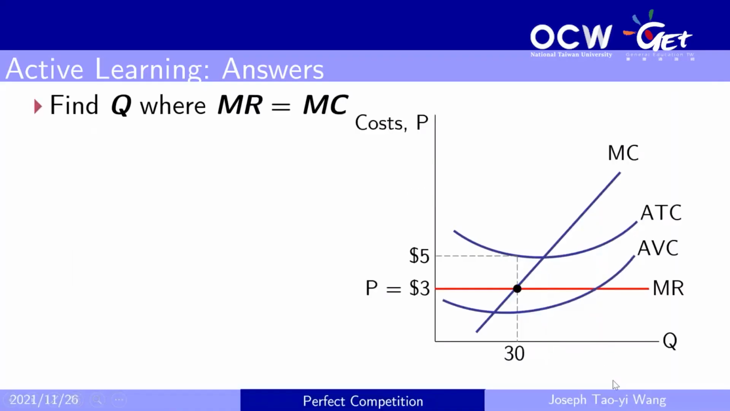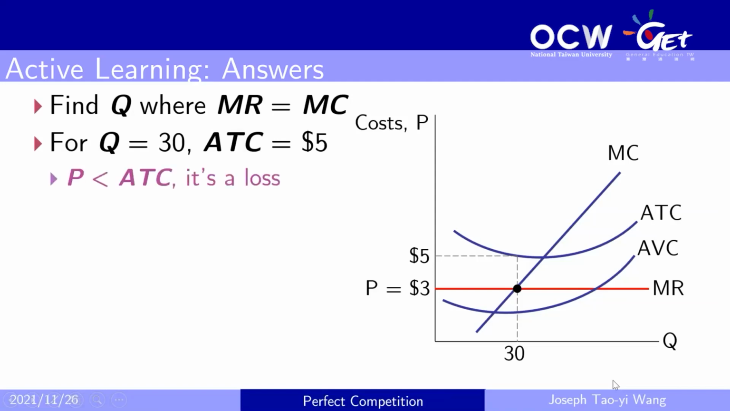So let's take a look. The profit maximizing quantity is where MR equals MC. That's the rule. So you find that at $3, the price line intersects the marginal cost curve when the quantity is 30. So that's the profit maximizing quantity, 30. Then for quantity equal to 30, you go up to see the ATC curve is at $5. So that's the average total cost at $5. What that means is that price is smaller than ATC, so you are making a loss. It's a loss. But you will still produce because you are above the AVC curve, which is the curve that's below.